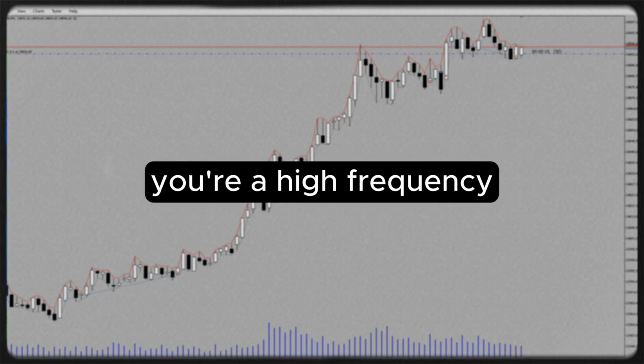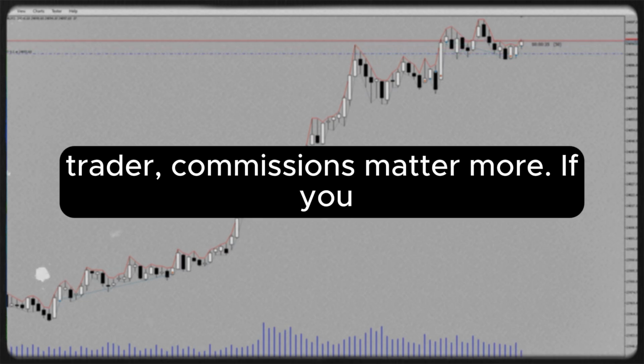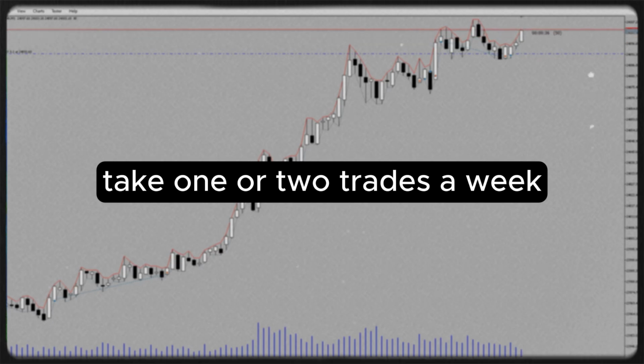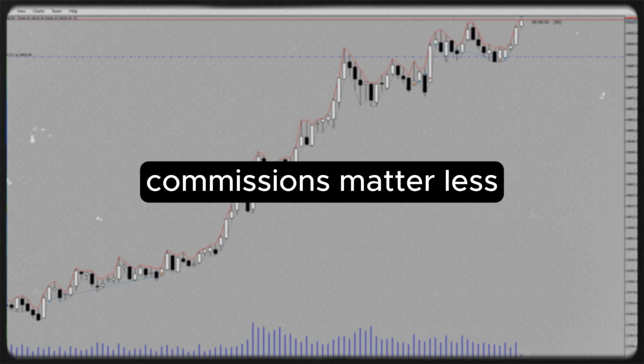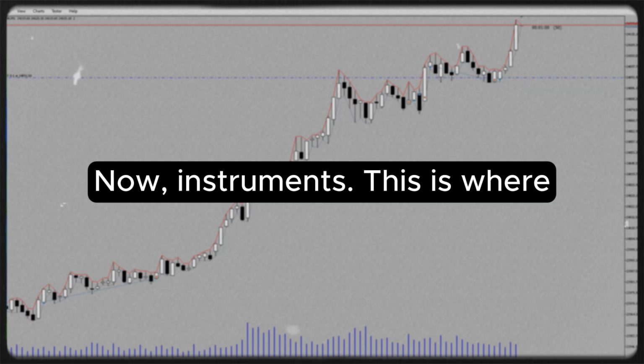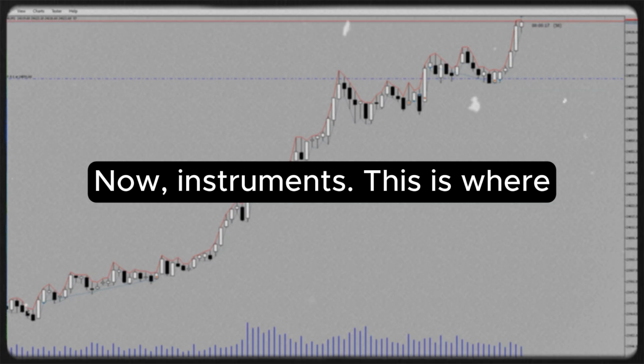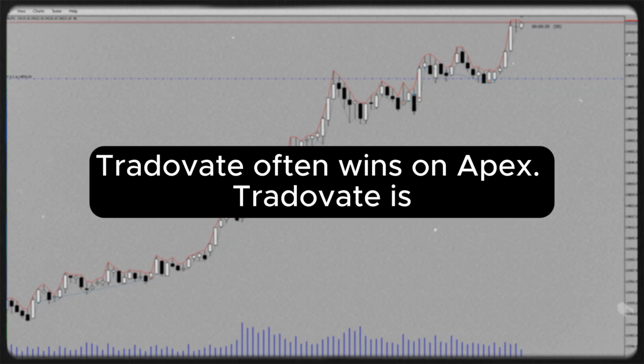So if you're a high-frequency trader, commissions matter more. If you take 1 or 2 trades a week, commissions matter less. Now, instruments. This is where Tradovate often wins on Apex.